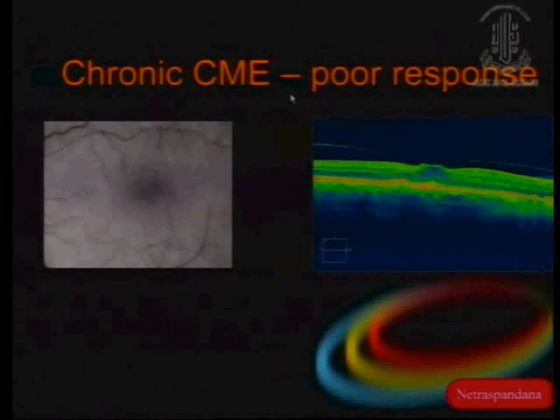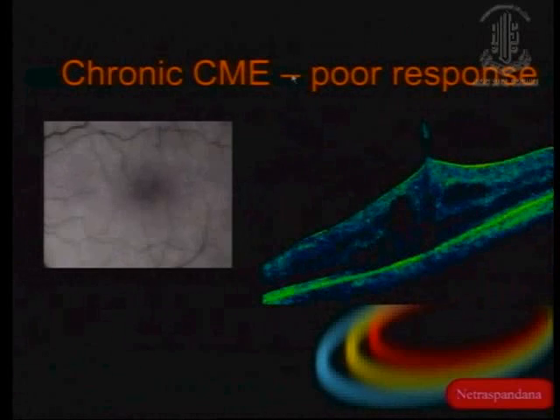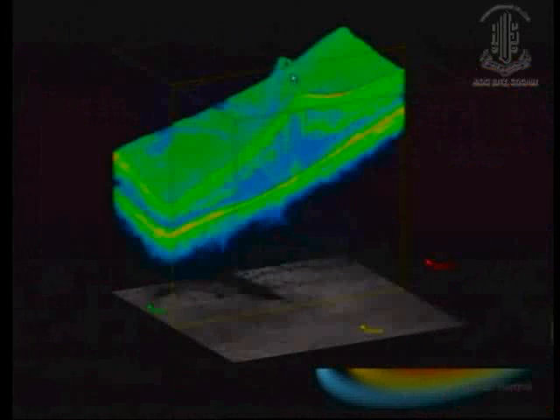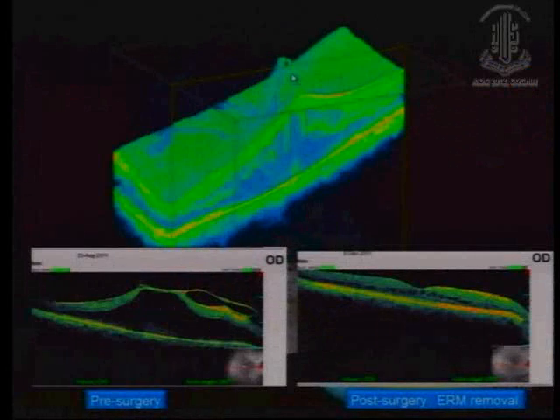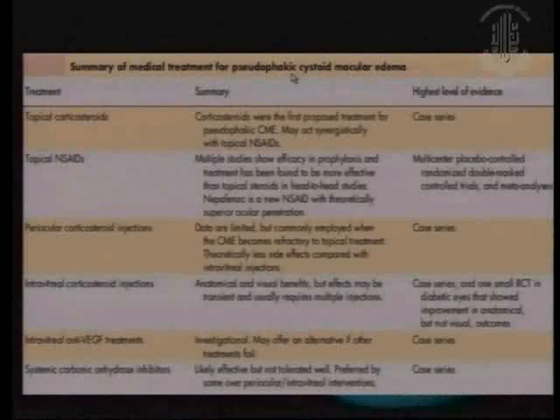The chronic CME may also have a poor response, especially if one has a VMT. Do a good OCT, look for point tractions, and these patients would require surgery to be done.